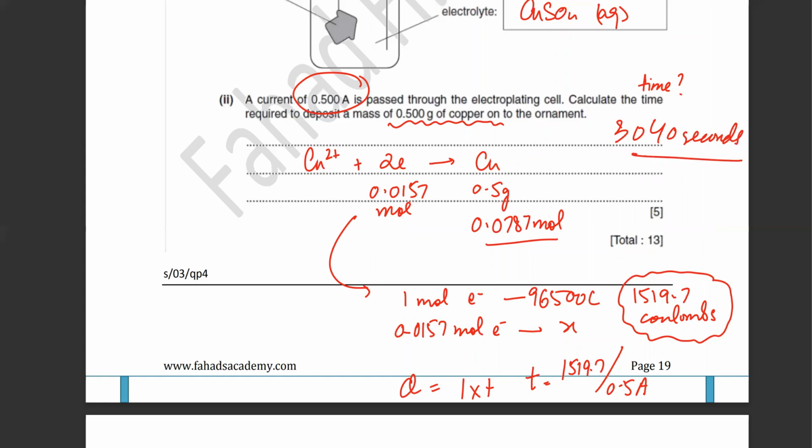So is this clear? In this question, he wanted to know time. He gave me the mass of copper, and I found the moles of copper and then the moles of electrons. When I found the moles of electrons, using the Faraday constant, I was able to find out the charge on those electrons. Once I have charge, Q is equal to IT, so I can find out the time. So is this question clear? Yes, sir.